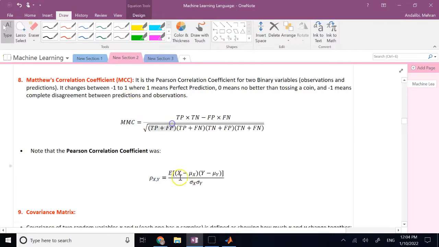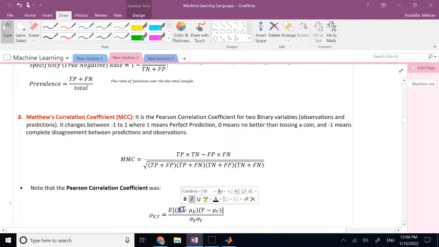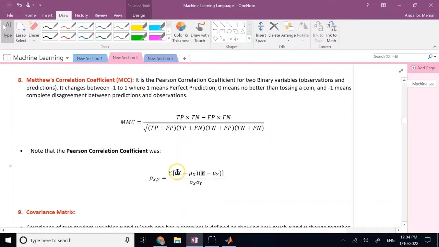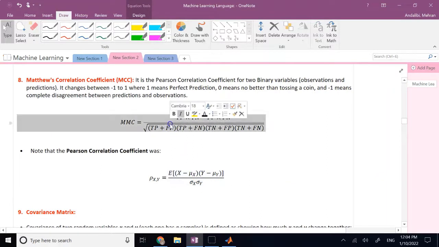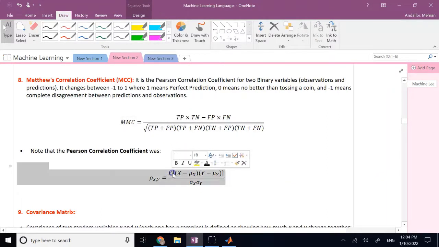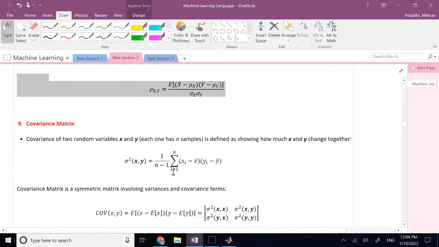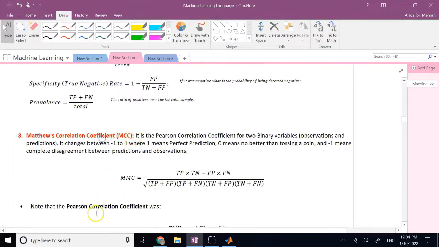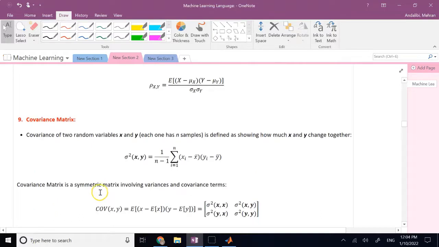Okay, so that one is a derivative of this guy for a binary class, where the values of x and y could only be 0 or 1, yes or no, positive or negative. In general, x and y could have a lot more values than just two binary values, and that's where, if you want to use this generalized version, you use this guy, the Pearson correlation coefficient. So actually I covered both of the topics for you here.